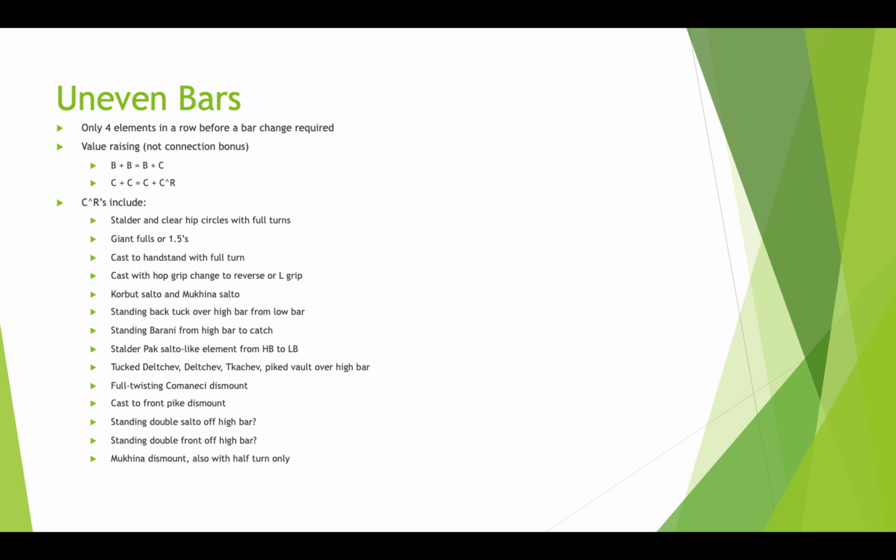The codes of points from at least 1979 up until 1992 did not involve connection bonus. They involved something called value raising. So for example, on the uneven bars, if you did 2 B skills in a row, the second B skill was upgraded to a C skill, and 2 C skills would result in the second C being upgraded to a C with additional risk, important for the purposes of getting bonus points. Here is a list of some, but not all, of the C skills with additional risk.